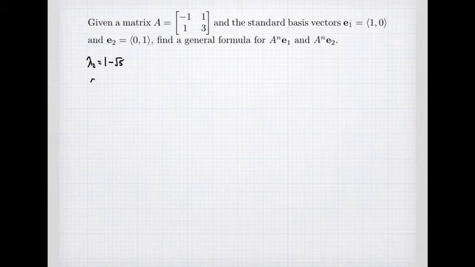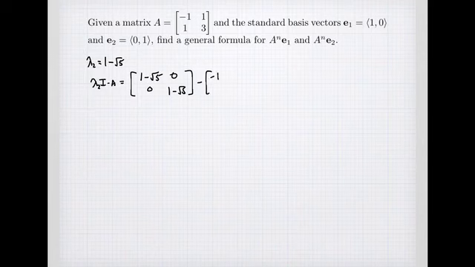We have our matrix lambda 2I minus A. We're going to take 1 minus root 5 and add 1. So our matrix is 2 minus root 5, minus 1, minus 1, negative 2 minus root 5.